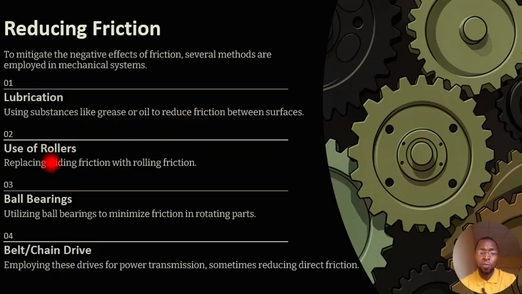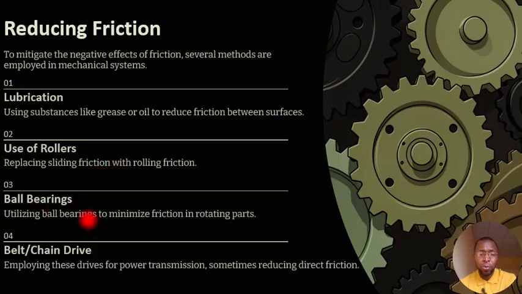Another way of reducing friction is by using what we call rollers. Sometimes these rollers also help in reducing friction. So it will replace that sliding friction with rolling friction, because when something is rolling, it tends to have less friction than when it is sliding. So using rollers also reduces friction.